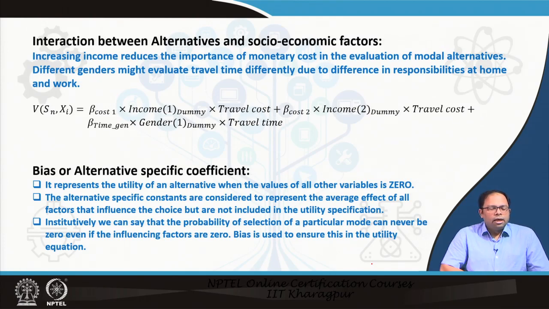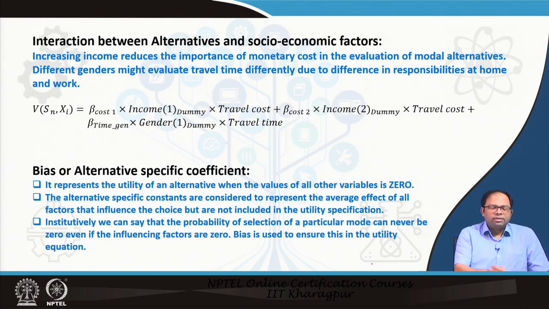In addition, there are also interaction terms between alternatives and socioeconomic factors. For example, increasing income reduces the importance of monetary cost in the evaluation of modal alternatives, and different genders might also evaluate travel time differently due to differences in responsibilities at home and work. That means every individual may consider a particular attribute in different ways, because these 2 factors are not independent. Gender and travel time are not independent; a particular gender is considering a particular travel time together.